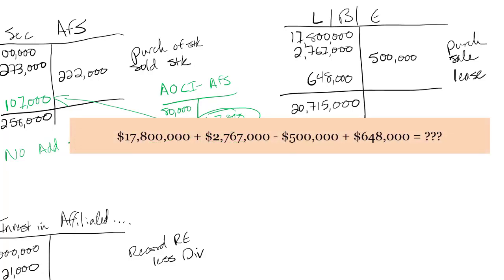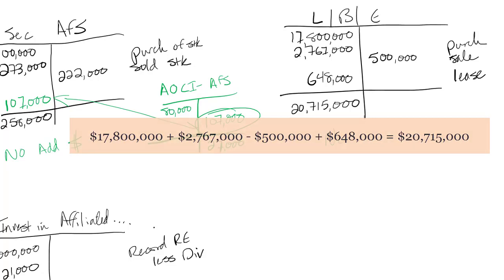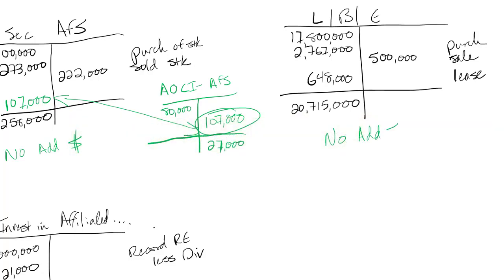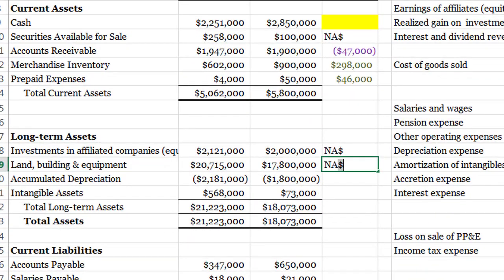17.8 million plus 2,767,000 minus 500 plus 648. Does that give me the 20,715,000? If so, I'm done. If not, I need to dig in and figure out what else has gone on with cash. In this case, though, it does balance out, so there's no additional cash effect for land, building, and equipment. I've already accounted for all of it. No additional. Now, our next item is accumulated depreciation.